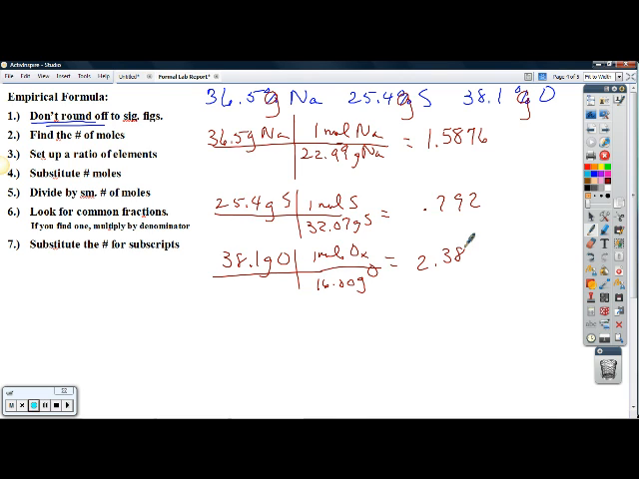2.381. I can probably stop with the 1. That's one more than I really need, significant figure-wise. So I'm probably okay with that.